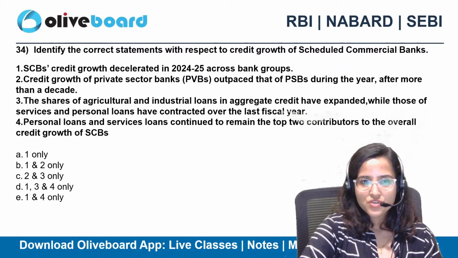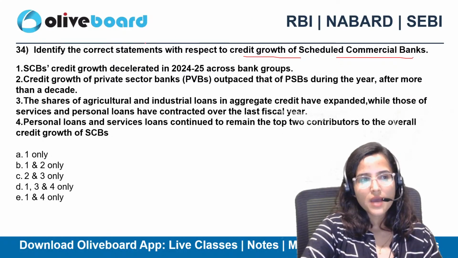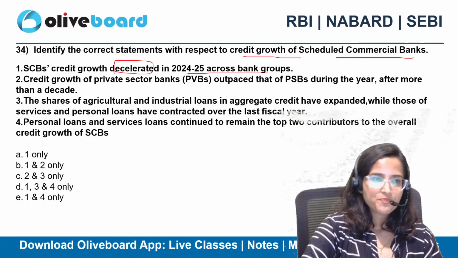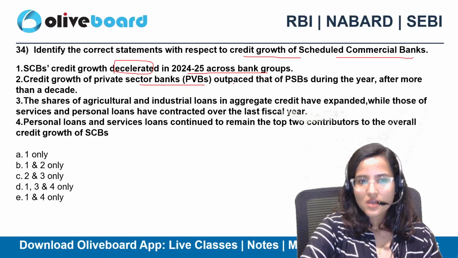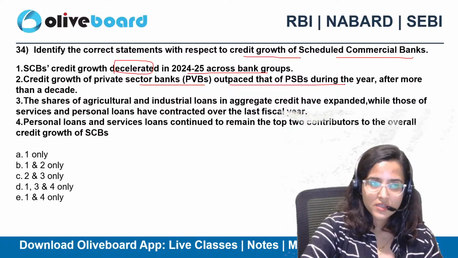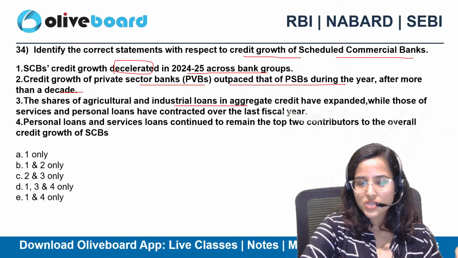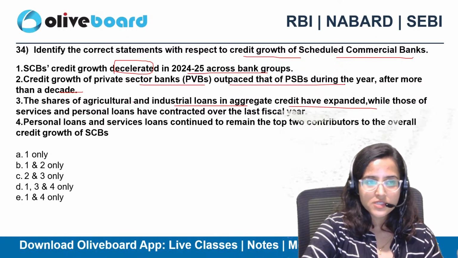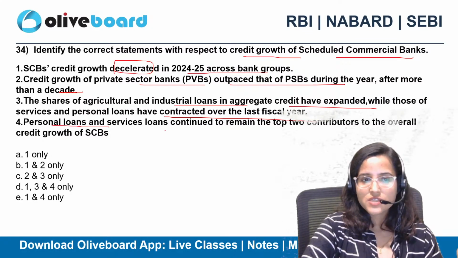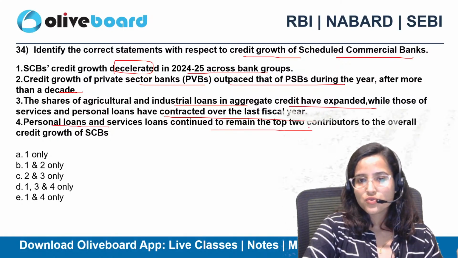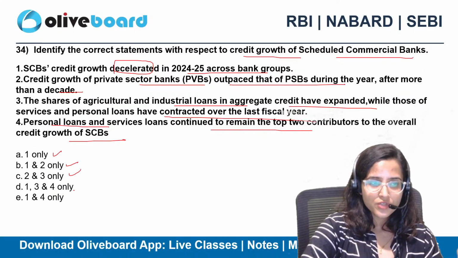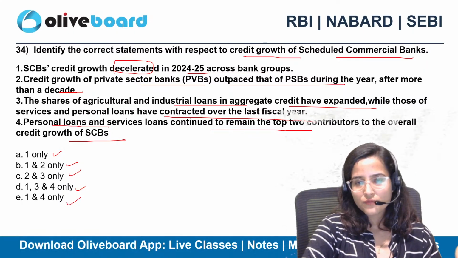Identify the correct statements with respect to credit growth of scheduled commercial banks. SCB's credit growth decelerated in 24-25 across bank groups. Credit growth of private sector banks outpaced that of public sector banks during the year after more than a decade. The shares of agricultural and industrial loans in aggregate credit have expanded, while those of services and personal loans have contracted over the last fiscal year. Personal loans and services loans continue to remain the top two contributors to the overall credit growth of SCBs. One only, one and two only, two and three only, one, three and four only, or one and four only.